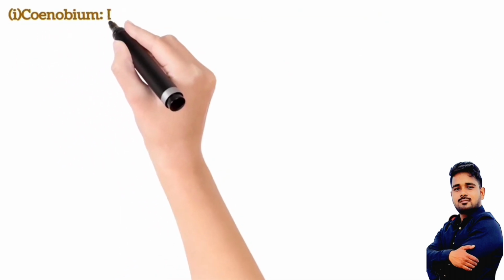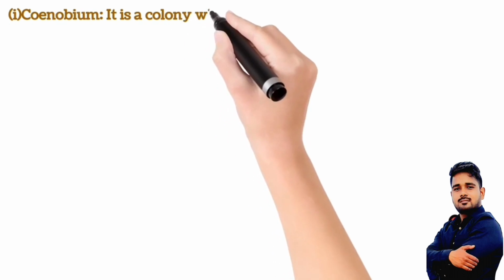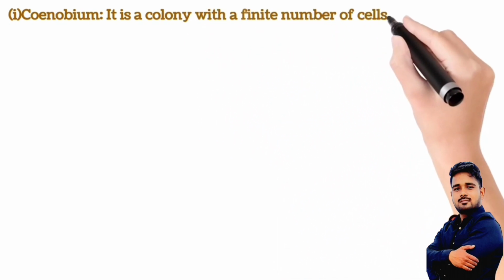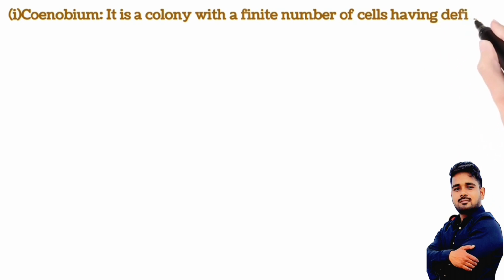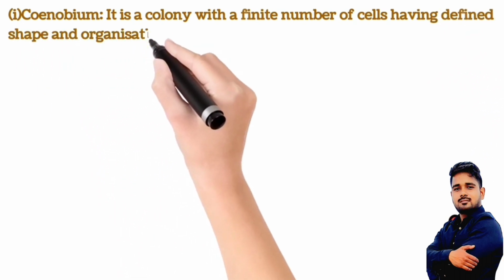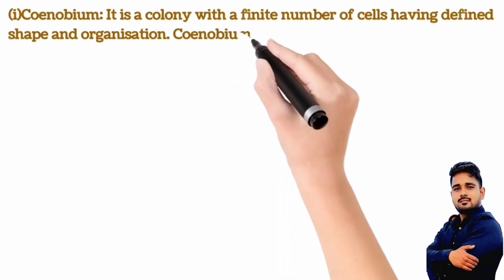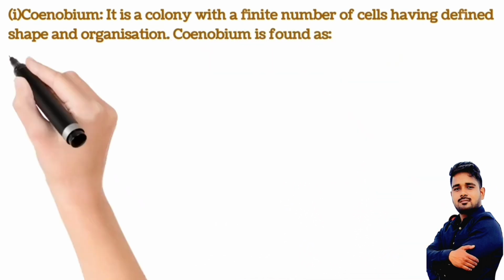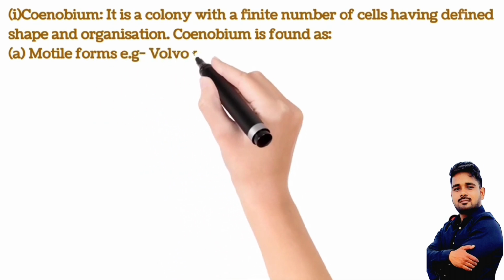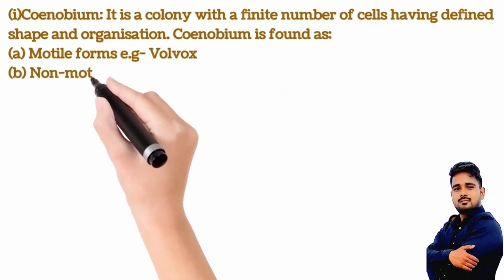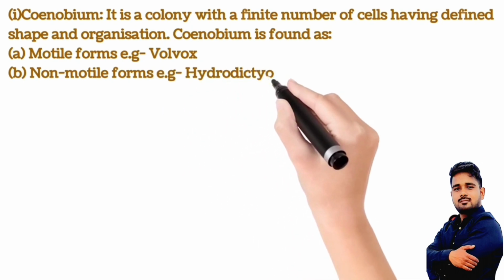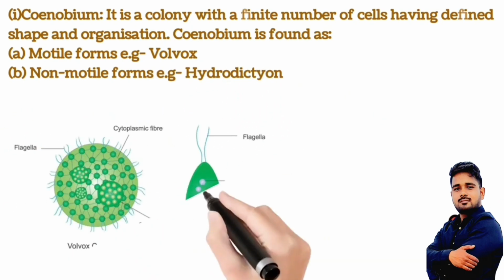First, coenobium. It is a colony with a finite number of cells having defined shape and organization. Coenobium is found as A, motile forms. Example, Volvox. B, non-motile forms. Example, Hydrodictyon.